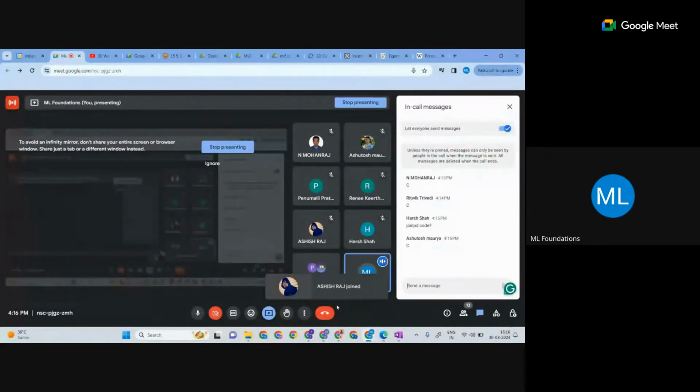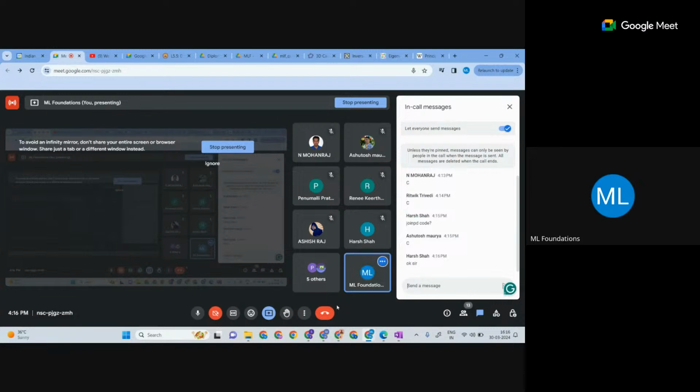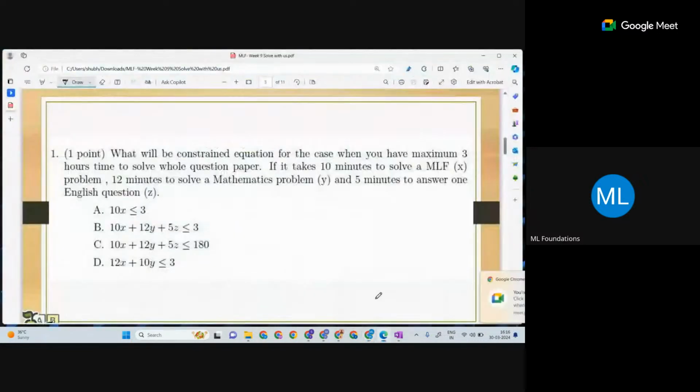I don't know. Okay, I think someone has solved this. No, nothing. There is no PDF code. Okay, so don't worry. We'll see the question here in PDF format, and all of you please post here in the chat box of this Gmeet.